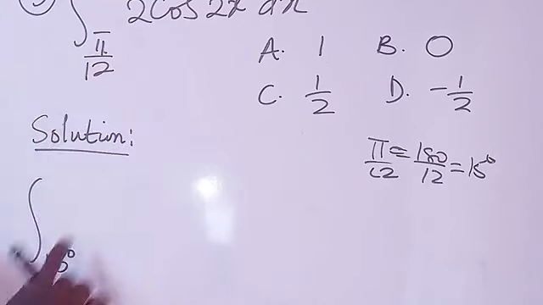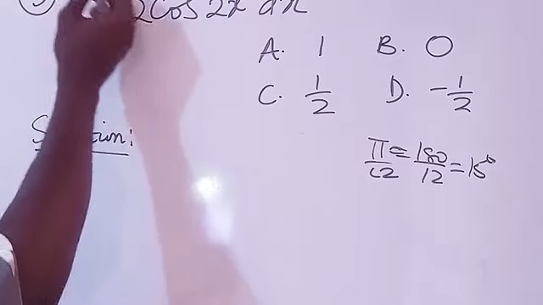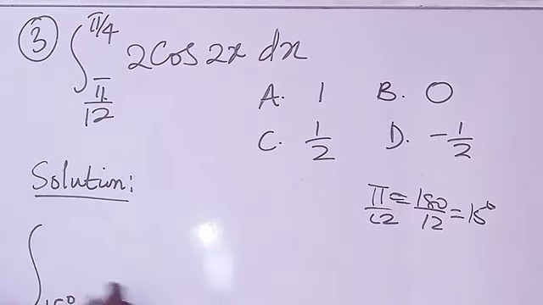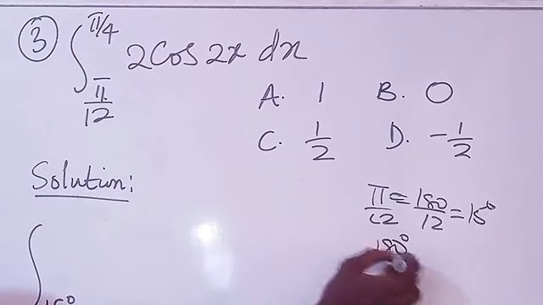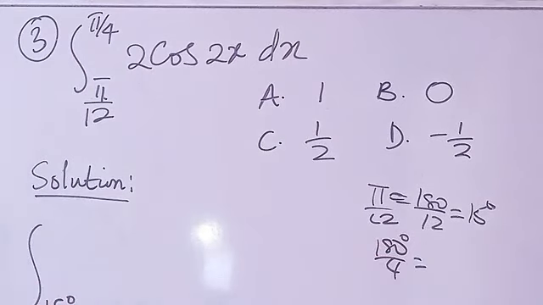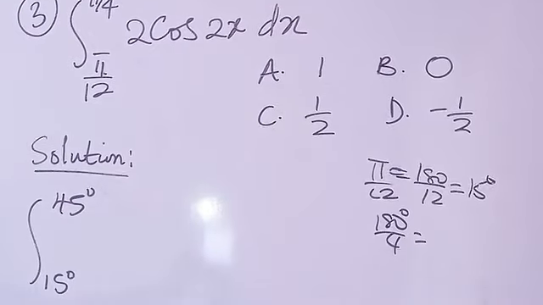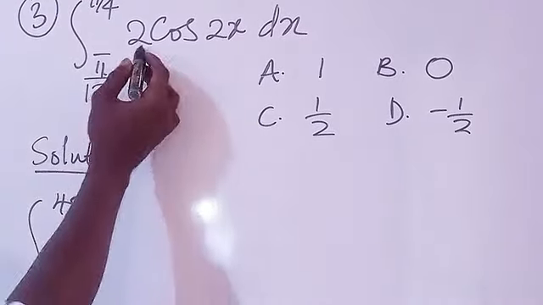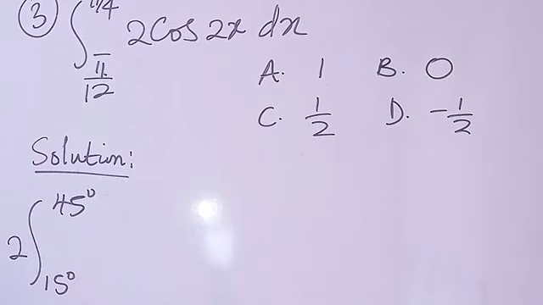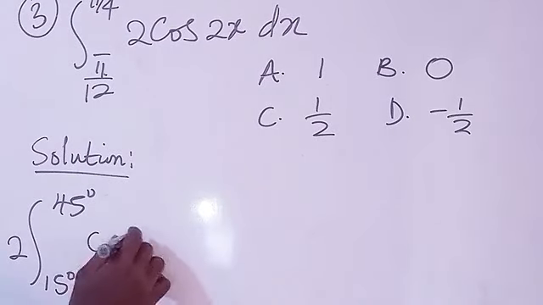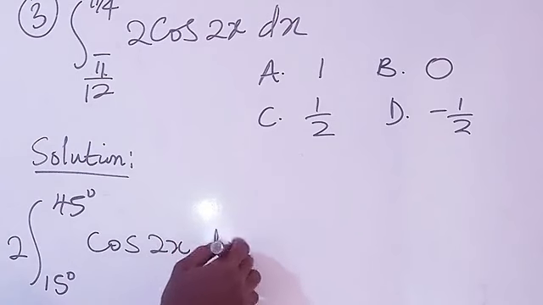Changing from radians to degrees, we also change this one: 180 divided by 4 will give us 45, so we have 45 degrees. This 2 is a constant, so we can take it outside. Then you have just cos 2x dx.